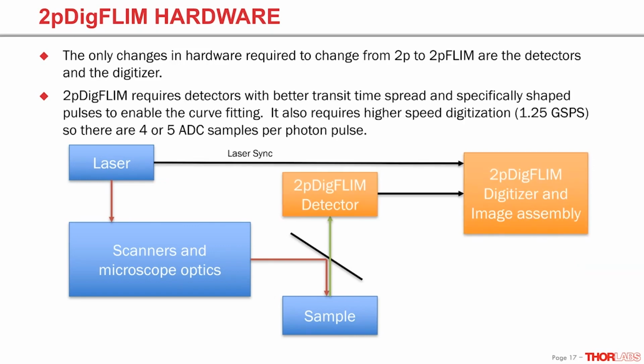For our FLIM system, however, we changed the detectors to a hybrid detector that has a better transit time and specific pulse shape on the output. And then we changed to a much faster digitizer in the computer. We also add a laser sync pulse that gives us an exact reference to the laser pulse, so we can calculate the precise arrival time of each photon.